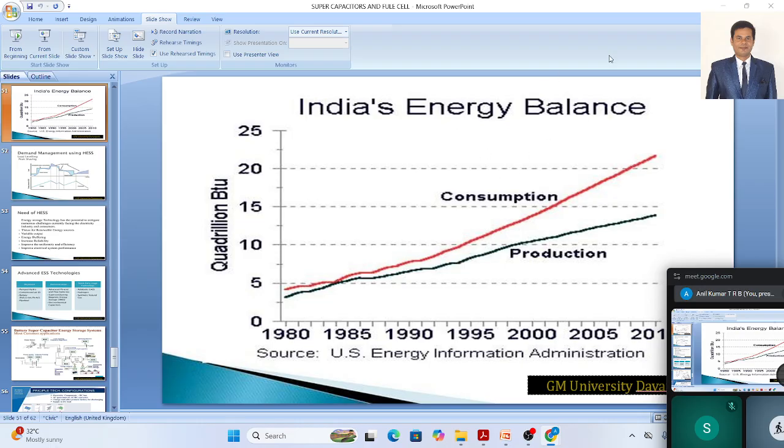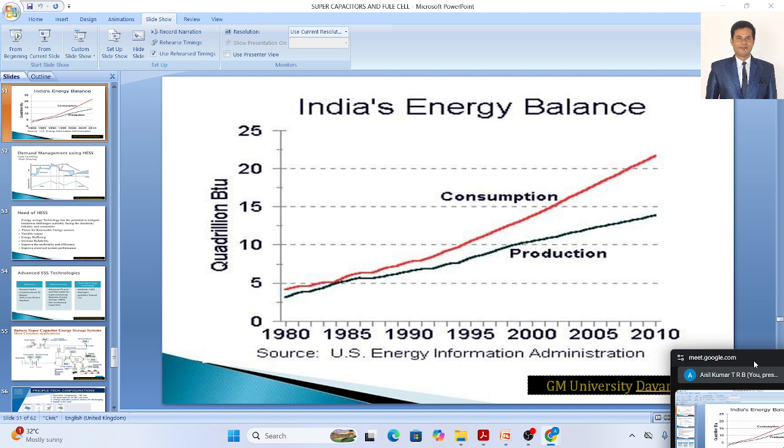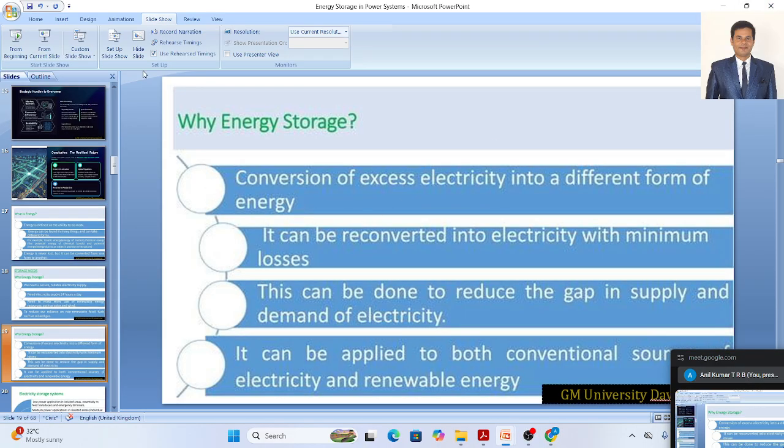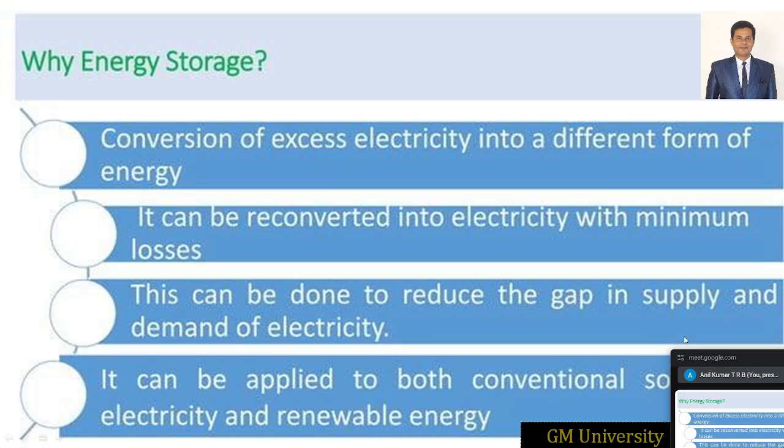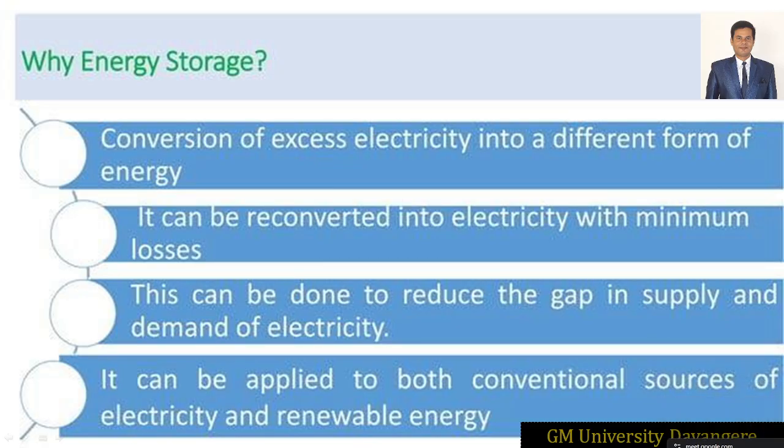This is the energy balance in India. The pattern has been recorded, right? In the later years of 2010. Okay, all right. So that is what has been shown to make you understand point number 3, right? To reduce the gap, the supply and demand of electricity should be balanced. It is only possible when you have energy storage, right?